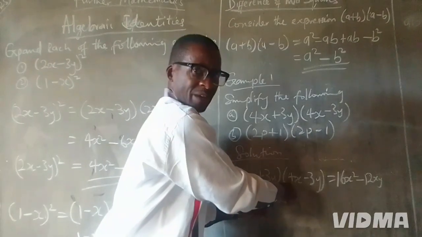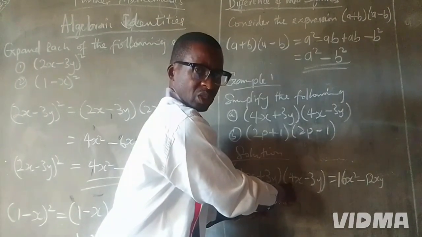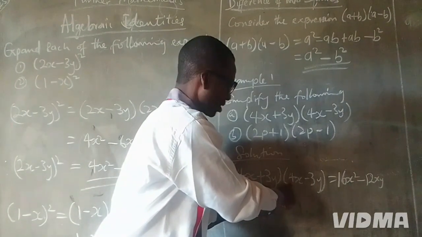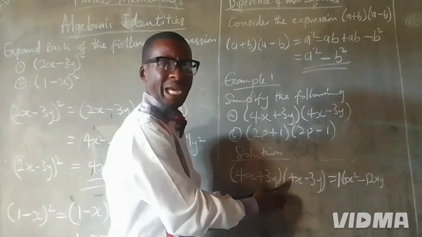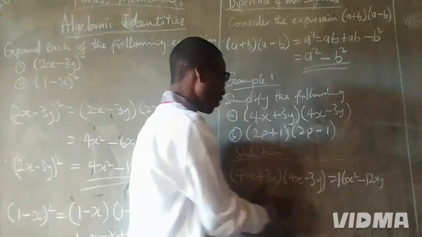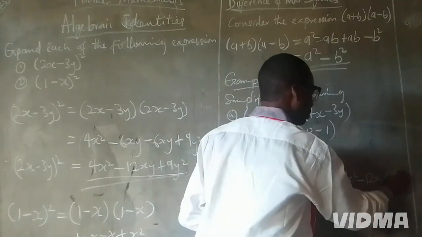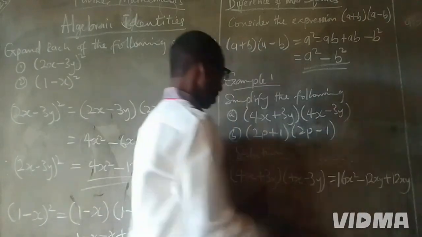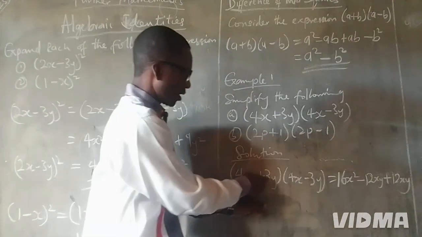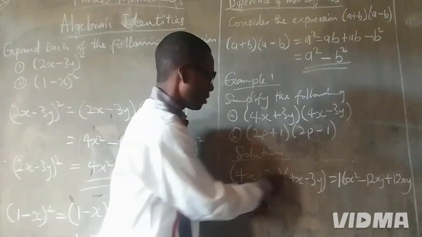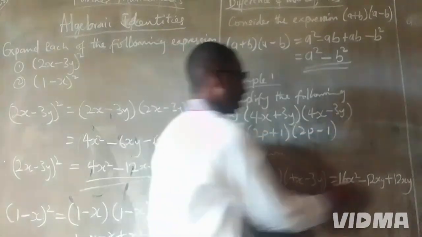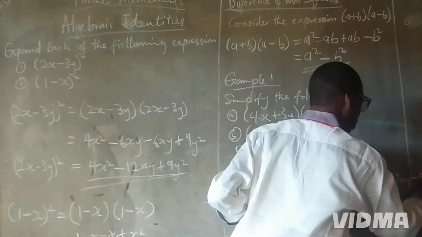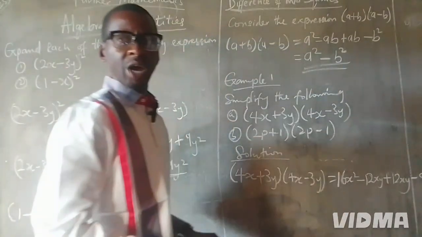3y multiplied by 4x. Is it plus or minus? Plus. Plus 3y multiplied by plus 4x is going to give you plus. Good. We go to the next one. Plus 3y again, multiplied by minus 3y. What are we going to get? Minus 9y squared. Good. Are we good?